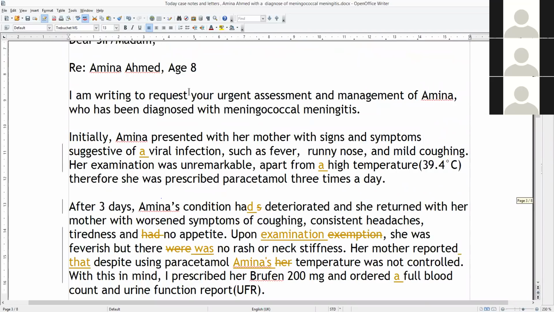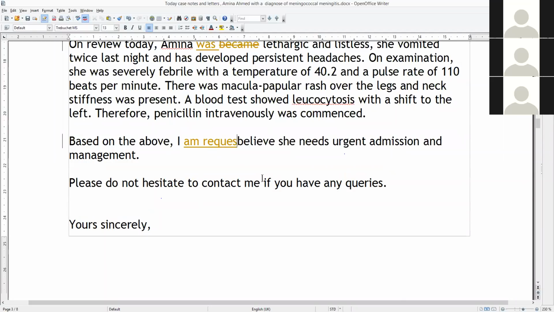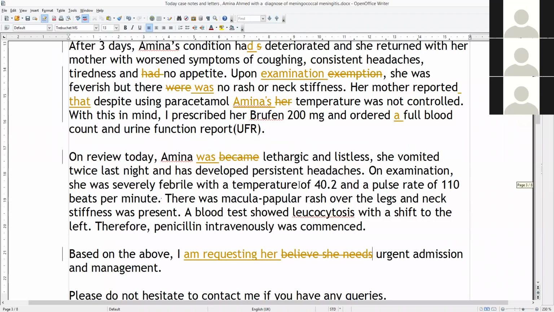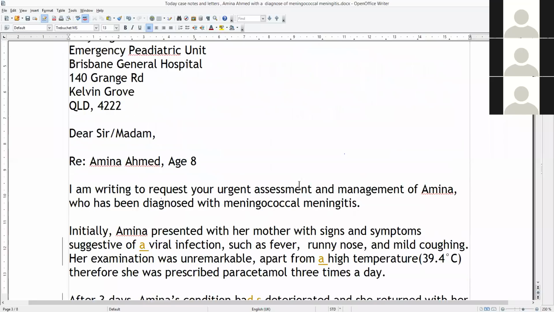If we look at the, yeah, look, request your urgent assessment. So I am requesting her urgent admission. That is better. In strict terms of vocabulary, that's better than saying I believe. I am requesting her urgent admission. I'll just type that in. That is better. Okay. So apart from that, not so bad, not so bad. Just one or two little things that we could change to make it better.